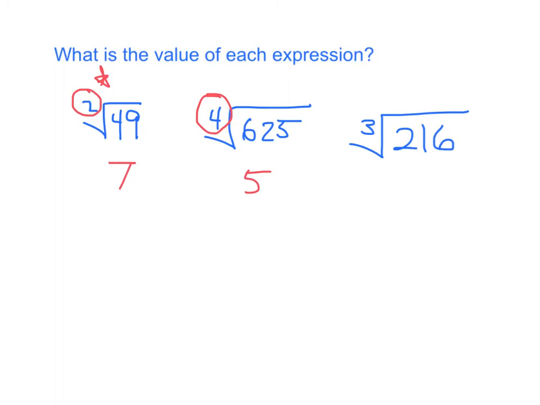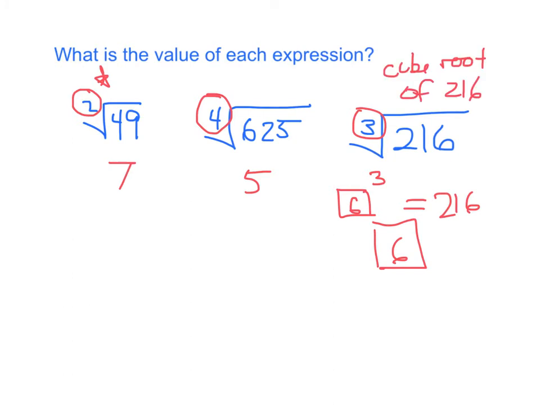For the next one, it says, what number raised to the third is 216? That number we could figure out is 6. So 6 is what's pronounced the cube root of 216. Versus over here, we had the square root of 49, and reminding us we don't need that index of 2. If there's no number there, it automatically means the square root.